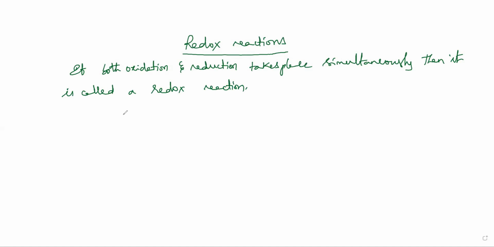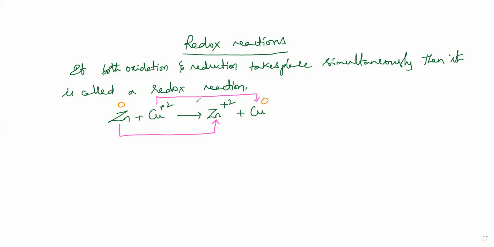Now let us consider Zn plus Cu2+ gives rise to Zn2+ plus Cu. Here you can see zinc is converted into Zn2+ and Cu2+ is converted into Cu. So what is the oxidation state of zinc here? Anything which is in elemental form, it is 0. Here copper is also 0.